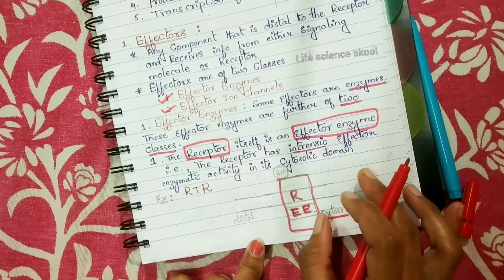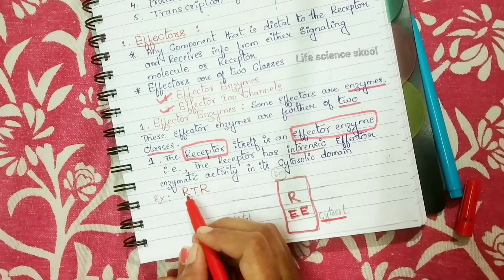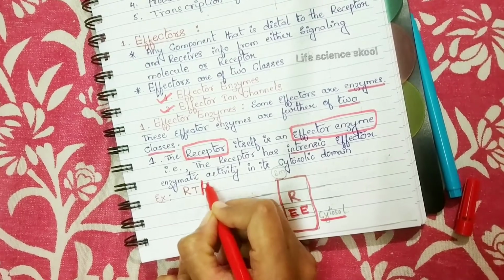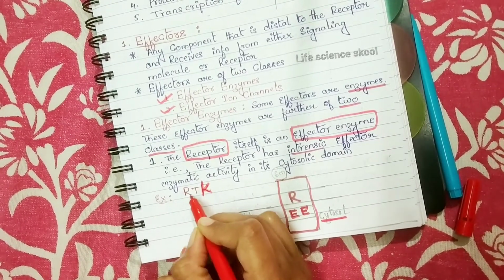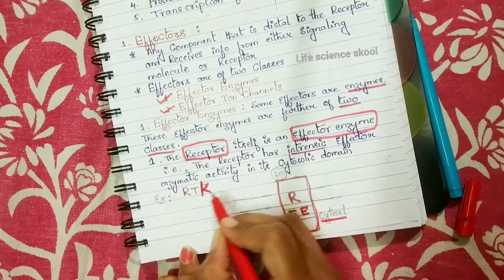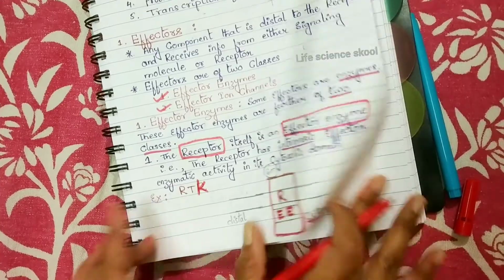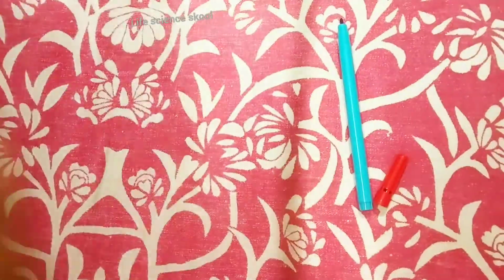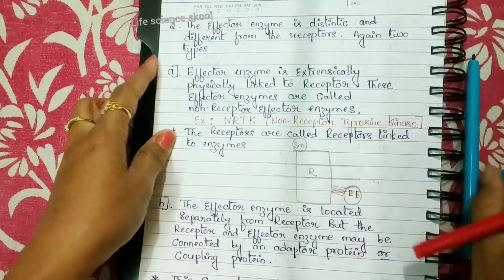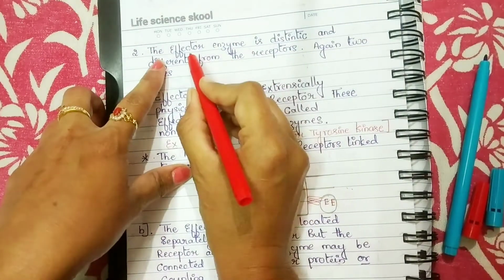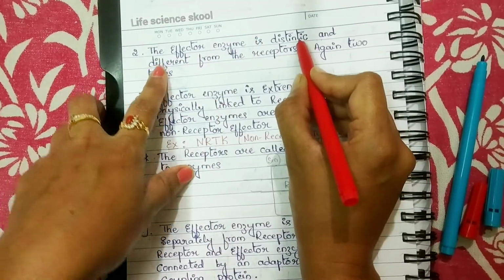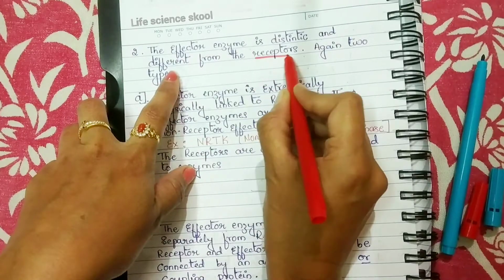The example for this is receptor tyrosine kinase, or RTK. Now we will move on to the next type of effector enzymes. Here the second type is where the effector enzyme is distinct and different from the receptor.